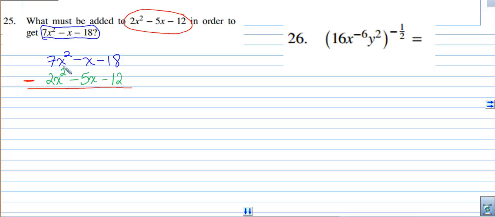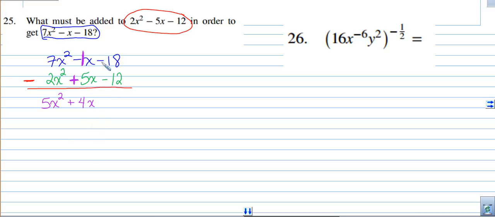What's 7x squared minus 2x squared? Well, that's 5x squared. We have a negative x minus a negative 5, which is really minus a minus becomes a plus. Okay? They're different signs, so we'll subtract. This is an understood 1. Okay? 5 minus 1 is positive 4. And then we bring down the x.